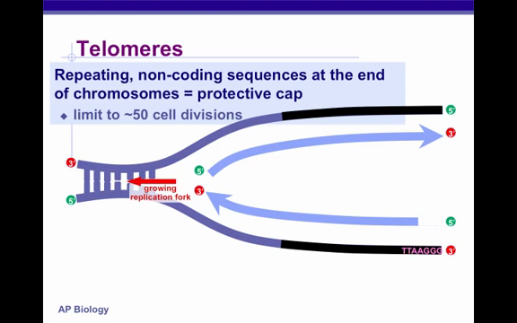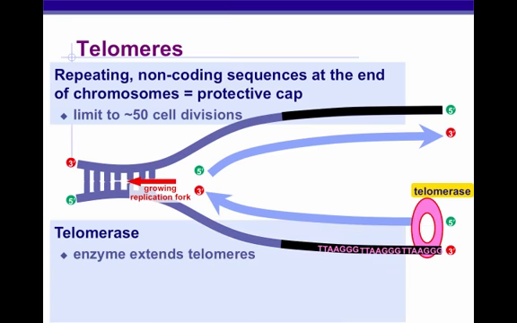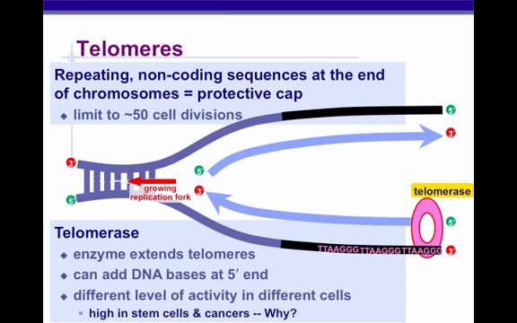So we have this huge sequence of repeating DNA. And telomerase comes through, which is another enzyme that extends the telomeres. And it can add DNA bases at the 5' end. And it's a different level of activity in different cells. So this is where you're going to see that telomerase is high in stem cells and in cancers. So why would this be?